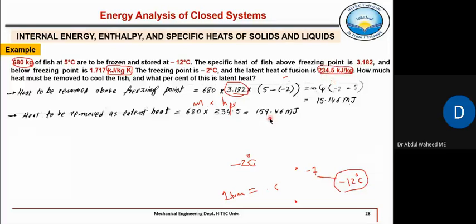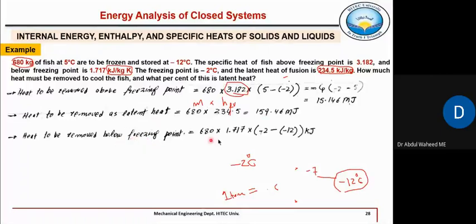This is also clear. Now the heat to be removed from minus 2 to minus 12, below the freezing point. So again MCP delta T, because now again the temperature will be changing. It will be dropping from minus 2 to minus 12 degrees Celsius, so the total change in temperature is 10 degrees Celsius.